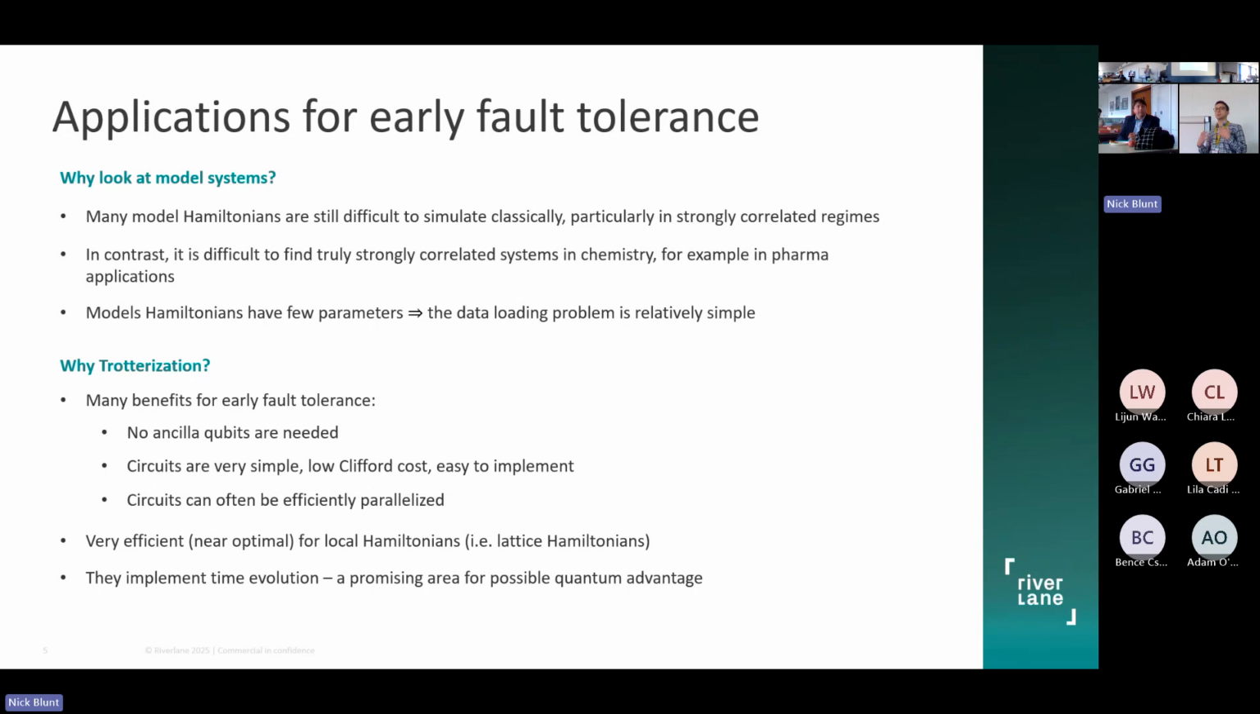Obviously, there are papers out there in the literature which argue that maybe there's no exponential advantage for ground state preparation, for example. But I think performing quantum dynamics is one of the more promising areas.